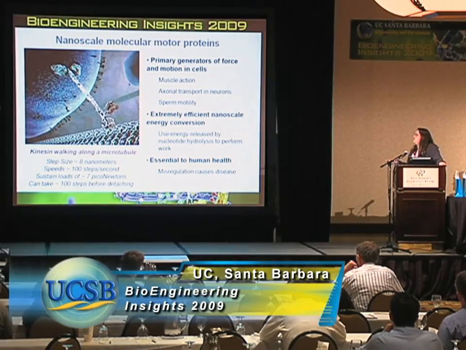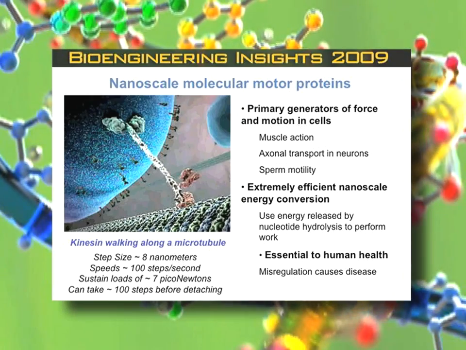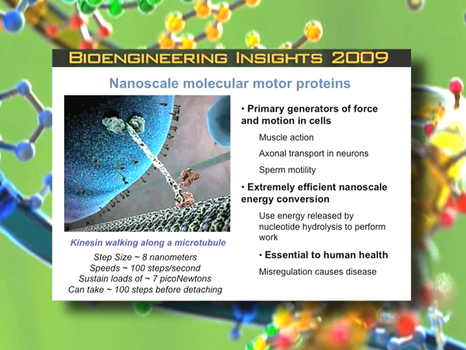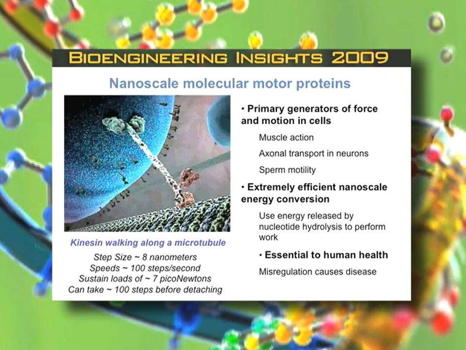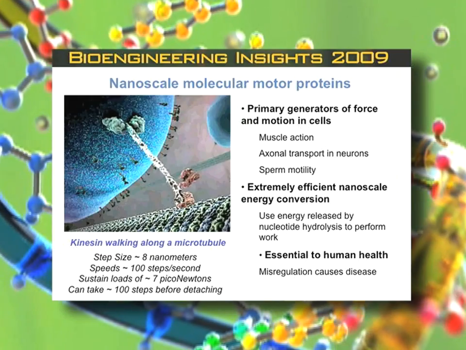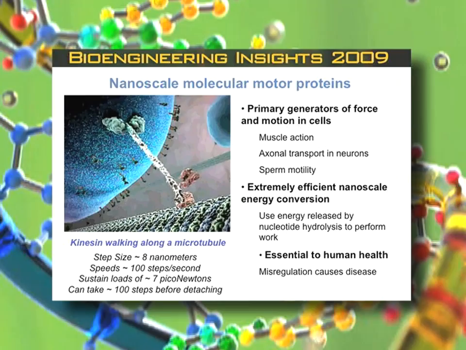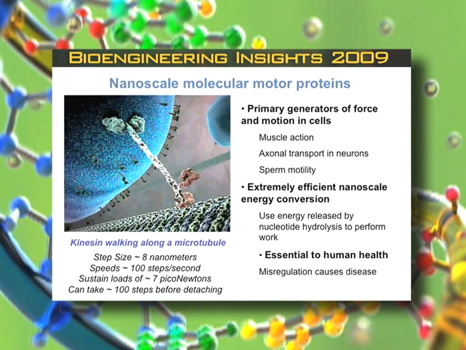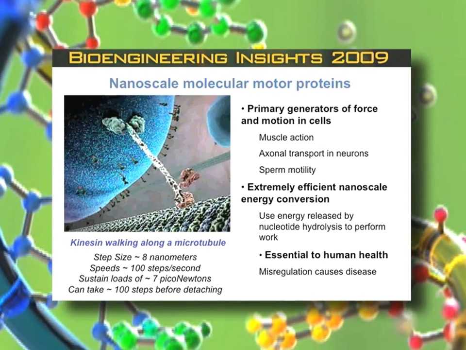Motor proteins generally, not just kinesins, are the primary generators of force and motion in cells. They're responsible for muscle action. They're responsible for transport in neurons and things like sperm motility. They're extremely efficient motors. So if we divorce ourselves from biology for a moment and just think about engines and energy conversion, they're extremely efficient. So just from the perspective of wanting to build better machines, it's really interesting to study these types of motors.